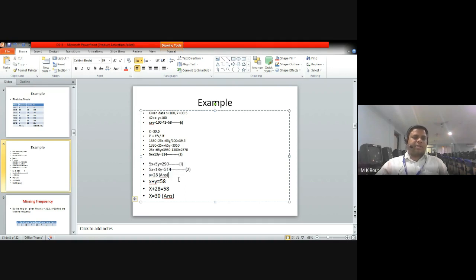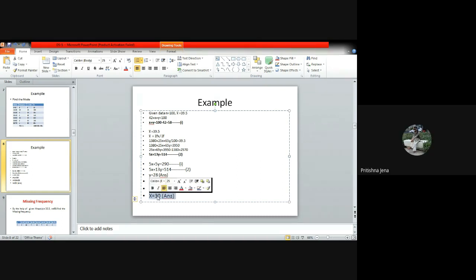And after that, this is the last step. In the first equation, put the value of y. x plus y is equal to 58, so x plus 28 equals 58. If you simplify this, x is 58 minus 28, which equals 30. Is it clear to all?